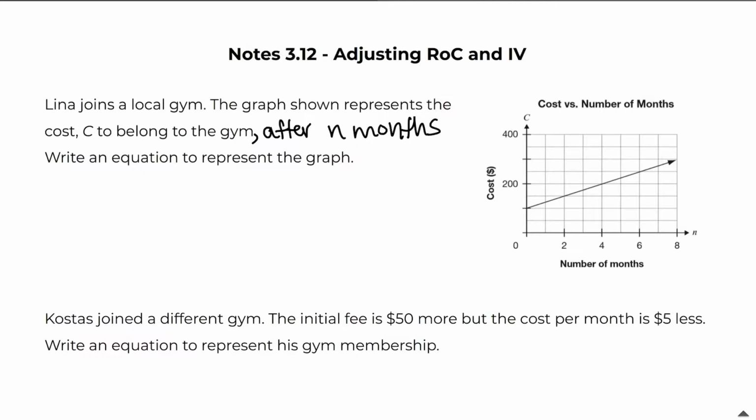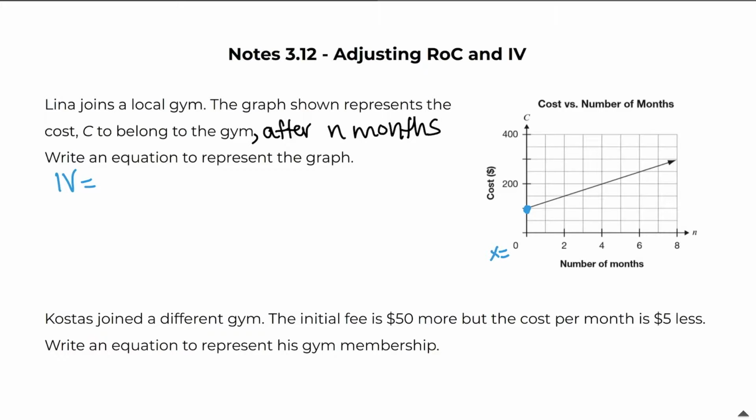So we need to write an equation to represent the graph, and whenever we write an equation, there are two things that we need to know. We need to know the rate of change as well as the initial value. And we'll get that information from the graph. Let's find the initial value because that's easy. The initial value in our graph just tells us how much we're going to pay when x equals 0.